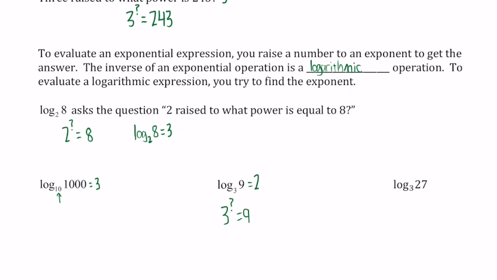And if we're thinking of the logarithm base 3 of 27, 3 times 3 times 3 is 27. So 3 raised to the third power is 27. This means that the logarithm base 3 of 27 is 3.